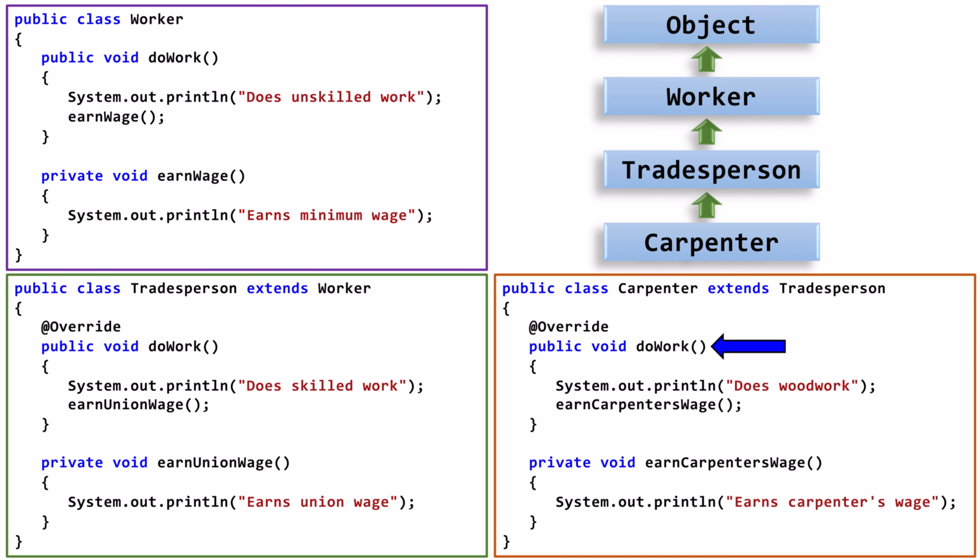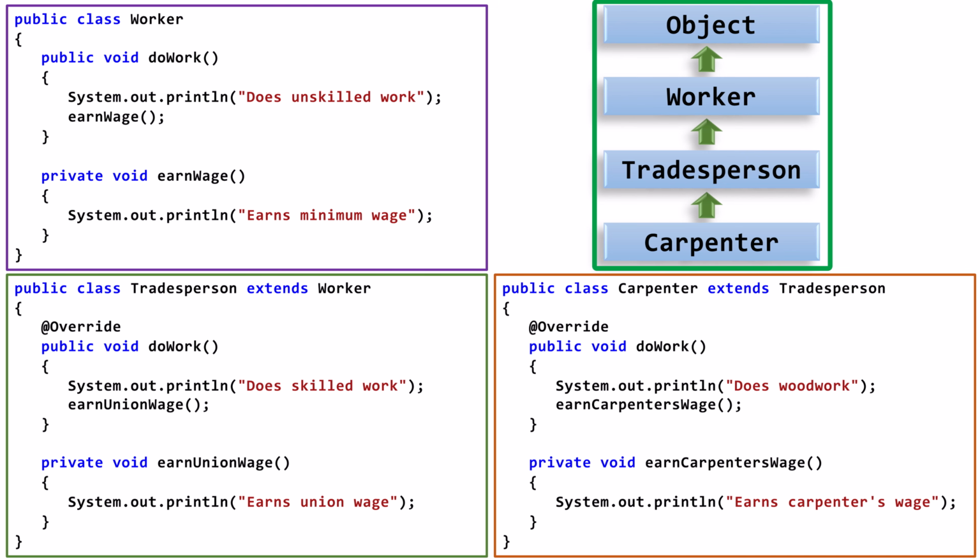In carpenter, we again override doWork. If we hadn't overridden doWork, carpenter would have inherited the doWork from tradesperson. Again, we created a unique payment method, this time called earnCarpenterWage. Let's look at the diagram of class relationships. Worker is implicitly a subclass of object, tradesperson is a subclass of worker, carpenter is a subclass of tradesperson.